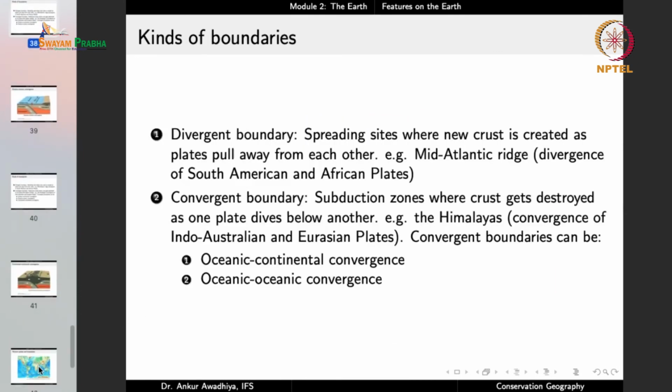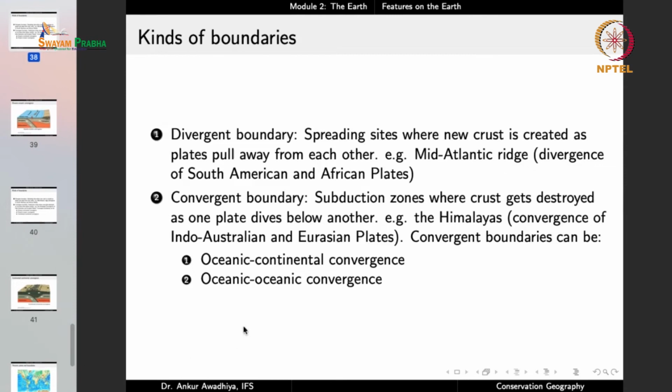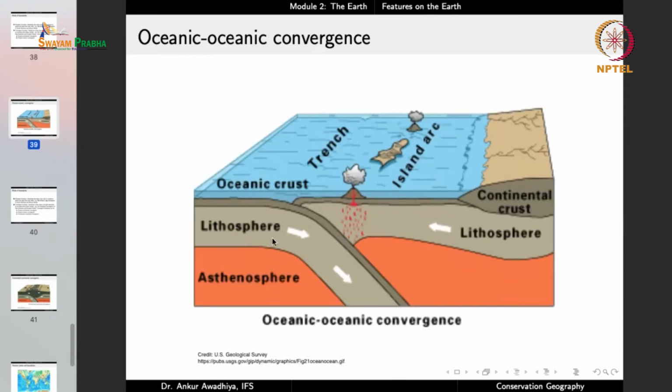Another configuration is the convergence of an oceanic plate with another oceanic plate, or an oceanic region of a plate with another oceanic region of a plate. Now, once that happens, one of the portions will remain up, and one of the portions will go down. And typically here again, because you have a lot of water that is going down, you will find a large number of volcanoes.